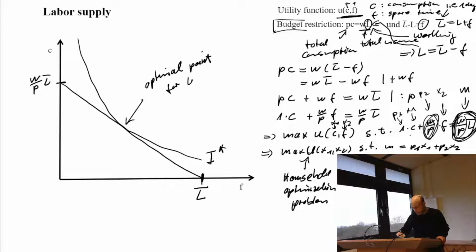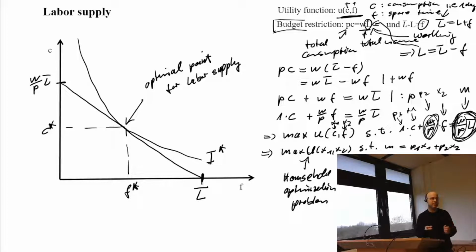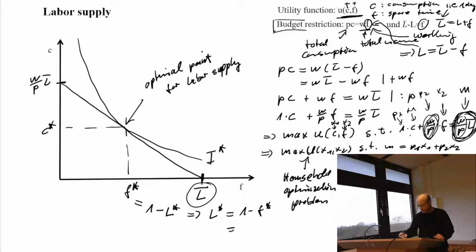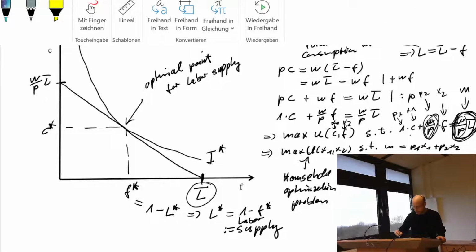for labor supply, because here we have then F star, this would be our C star, as you had it also as x1 and x2. But F star, connected with L bar, is nothing else than 1 minus L star, so we obtain L star equals 1 minus F star, and this is then our labor supply.